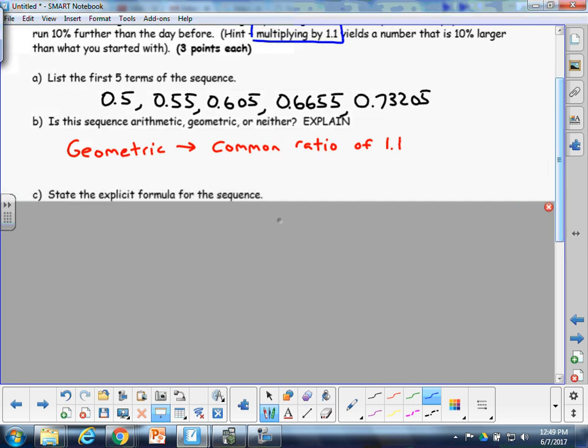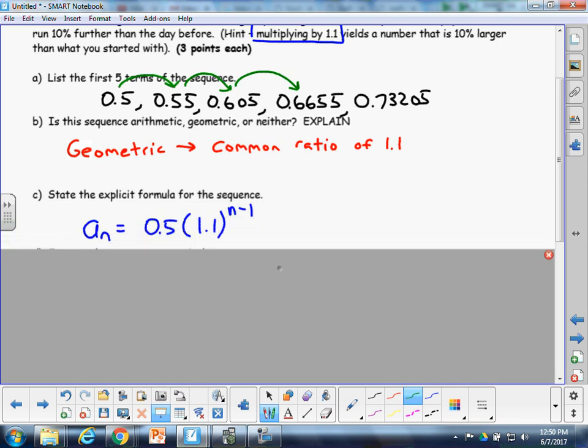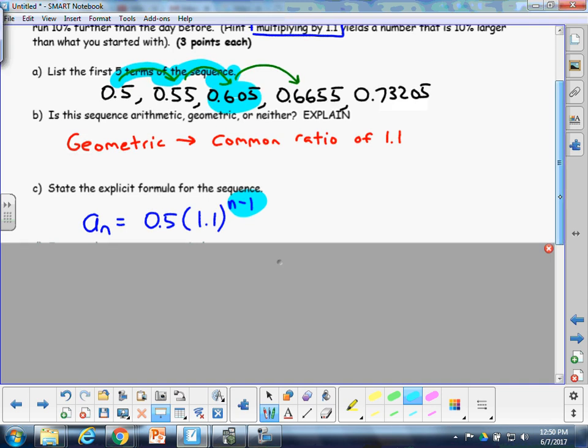Okay, let's state an explicit formula. So for the explicit formula, go back to what the pattern is. We're starting with 0.5, and what we're really doing to that is multiplying by 1.1 over and over and over. So that should lead you to the explicit formula. It's just going to be the 0.5 initial value times 1.1, and the exponent on it is n minus 1. To think about that, if you get, for example, the third term here, you're starting with the 0.5 and multiplying by 1.1 only twice. That's why the exponent is one fewer than the term number. So hopefully that'll help you remember that.